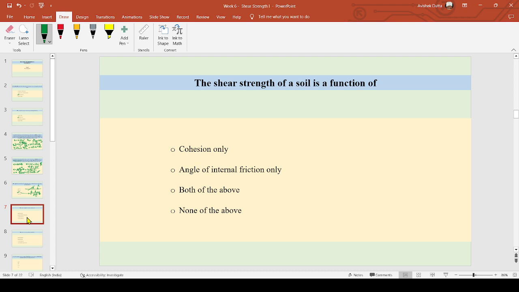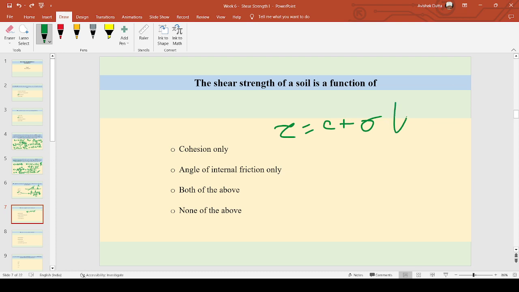The shear strength of a soil is a function of. The options are cohesion, angle of internal friction, both of the above, none of the above. So the shear strength equation is tau equals C plus sigma tan phi.